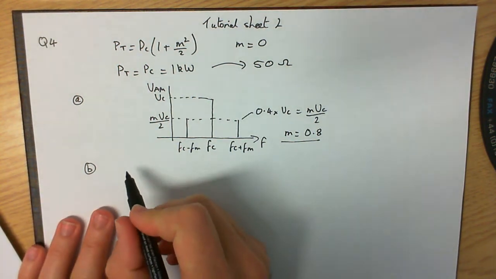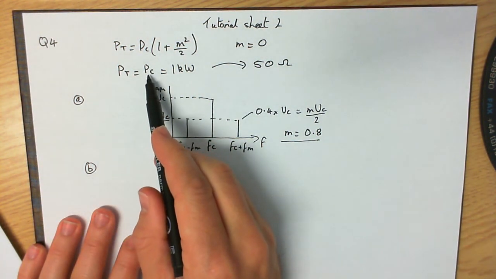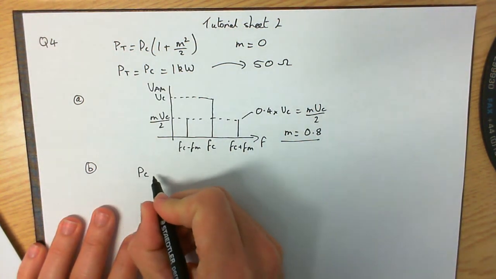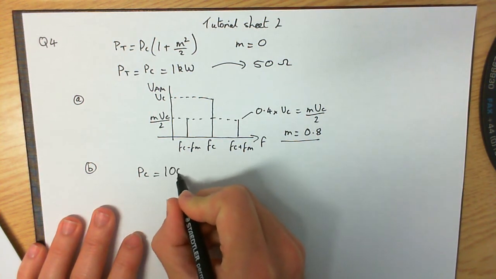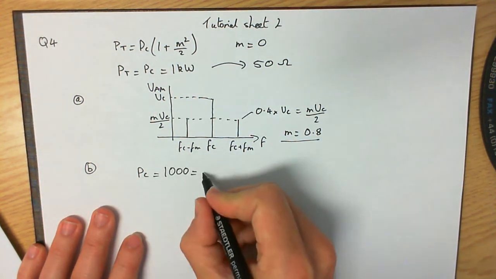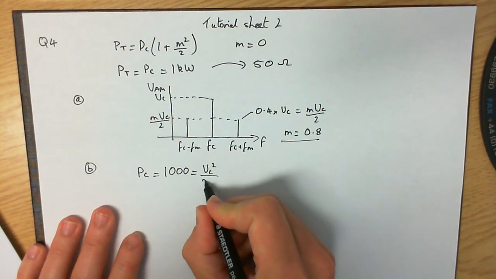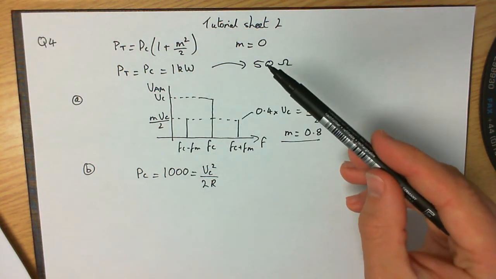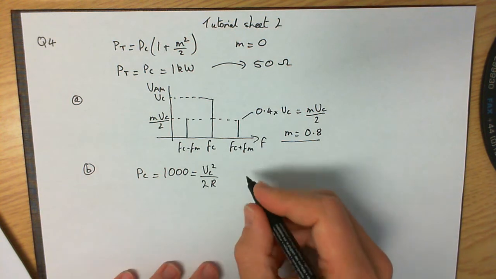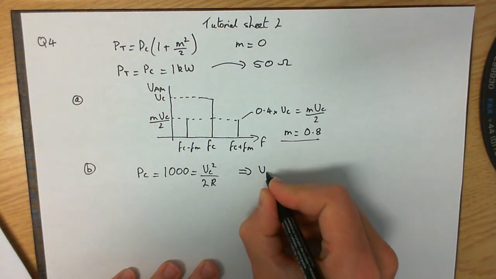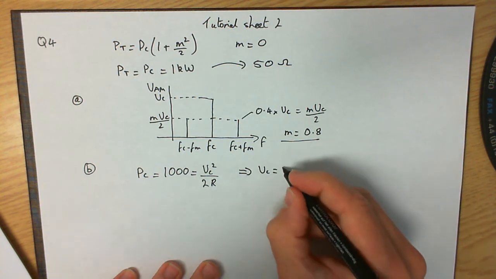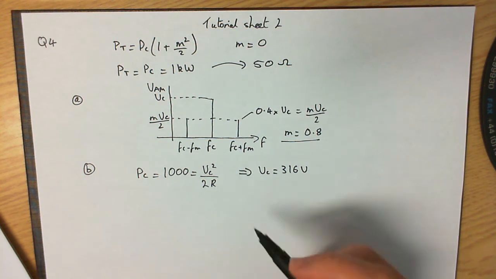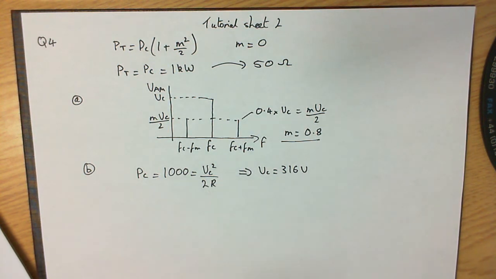Well, first of all, what do we know? We know what the carrier power is from our initial numbers that we were given. So PC, which is equal to 1000 watts, is also equal to VC squared over 2R, because this power is going into a 50 ohm load. If we rearrange that, we get VC is equal to 316 volts approximately, because R is 50 ohms, so we can simply rearrange that equation.